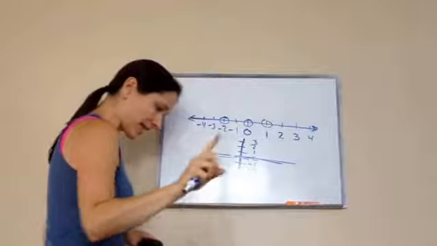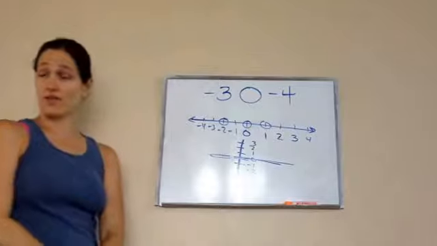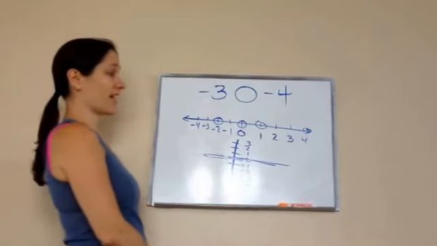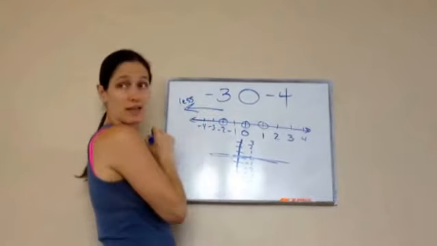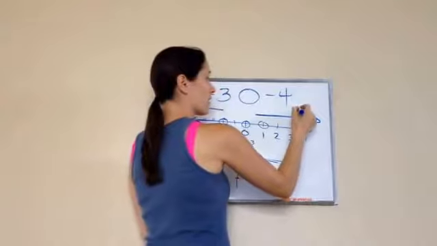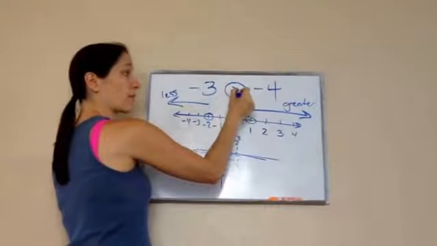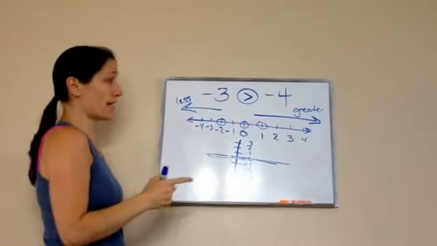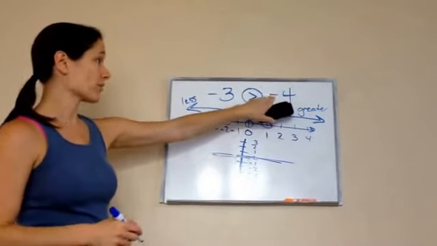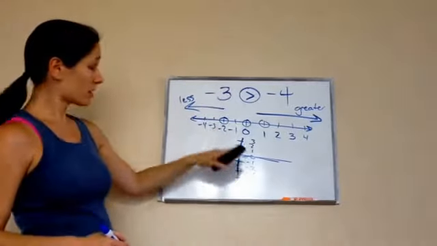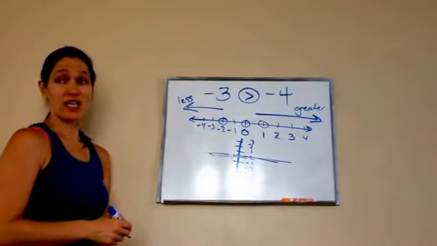Okay? Now, let's look at this. I want you to compare negative 3 and negative 4. The more you go this way, the less it is. The more you go this way, the greater it is. Negative 3 would be the greater, though. Negative 3 would be bigger or greater than negative 4, even though that's weird because you're used to seeing a 4 and going, oh, that's greater. But when you're working with negative numbers, it's opposite. The larger number is smaller. Isn't that weird? The negative number that's larger is smaller.